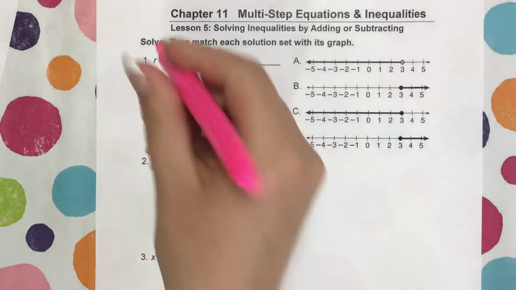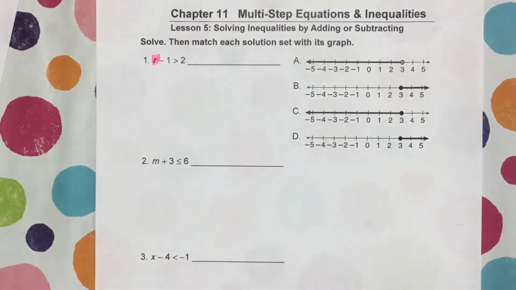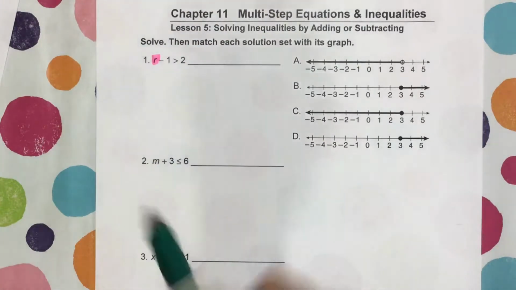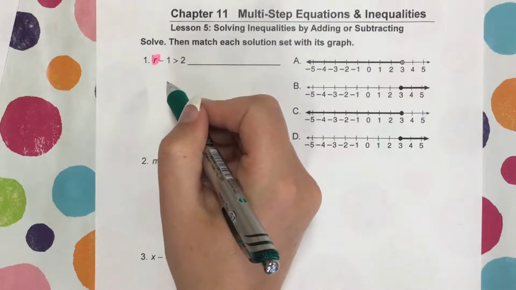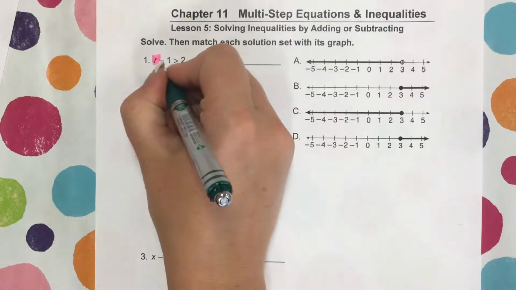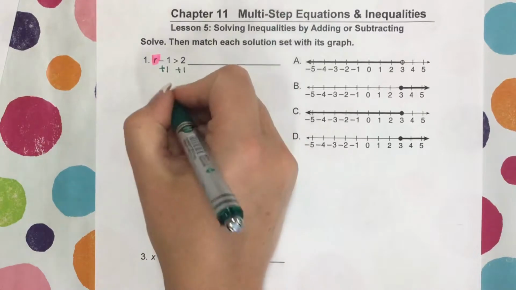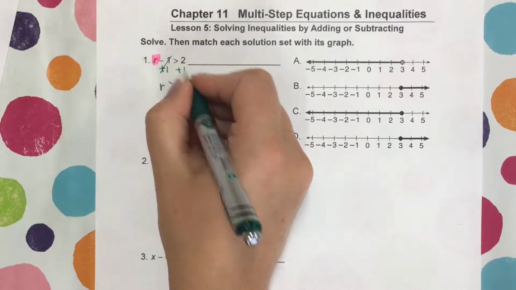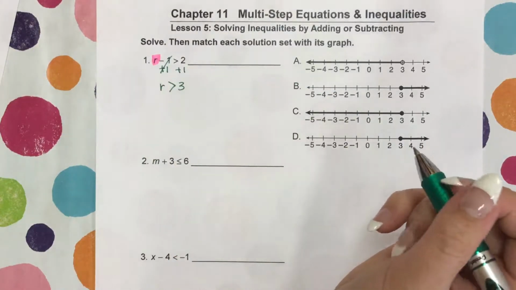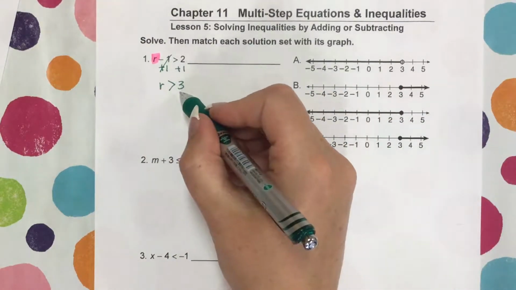We are trying to figure out what R is. We are going to do the inverse. We have to get R by itself. Right now it's not by itself. There's this -1 over here. So we're going to do the inverse operation, which would be adding 1 to both sides. That's going to cancel, leaving R greater than 2 plus 1, which is 3. So R is greater than 3.